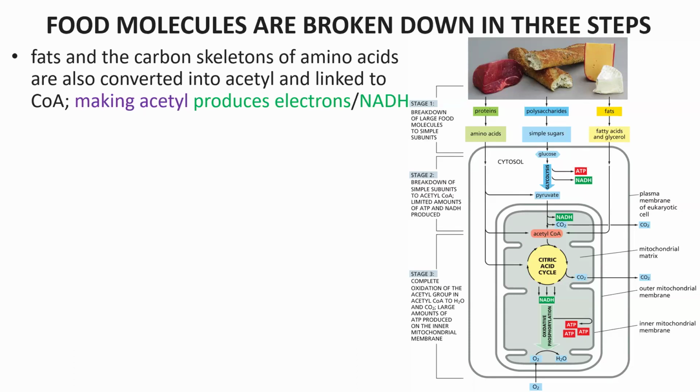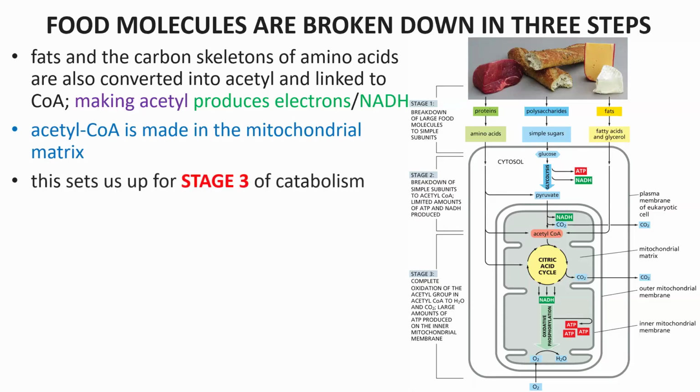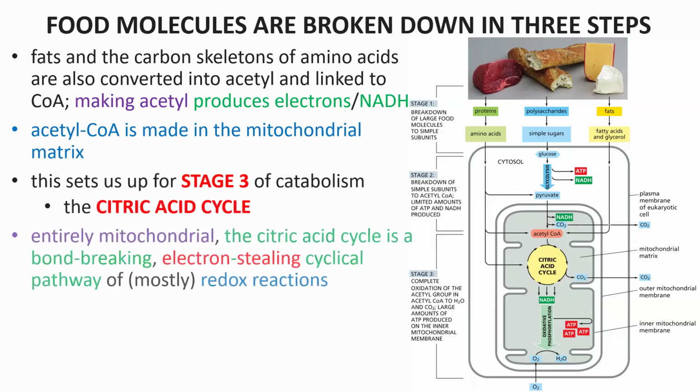So fats and the deaminated carbon skeletons of amino acids are also converted into acetyl, and they can be linked to CoA to make acetyl-CoA, and they can also be fed into the citric acid cycle. Acetyl-CoA is made in the hollow area called the matrix of the mitochondria. Once we make acetyl-CoA, again, we're ready for stage 3. Stage 3 is the citric acid cycle.